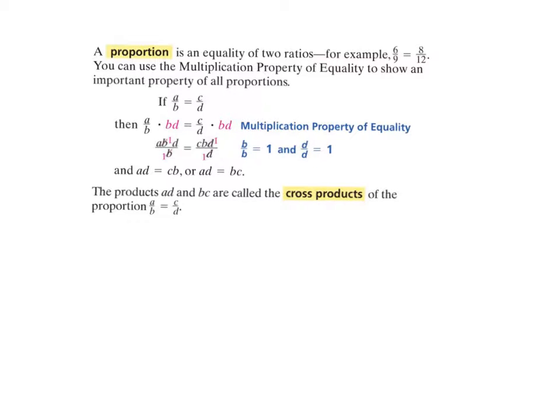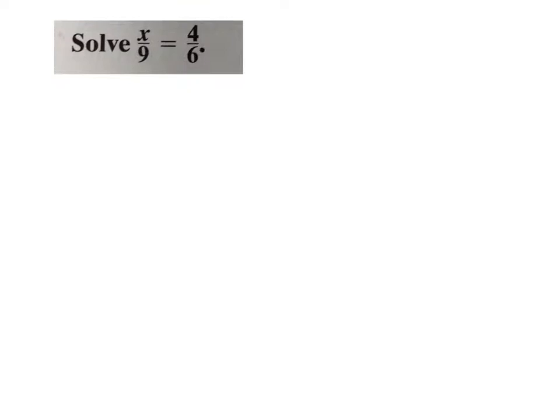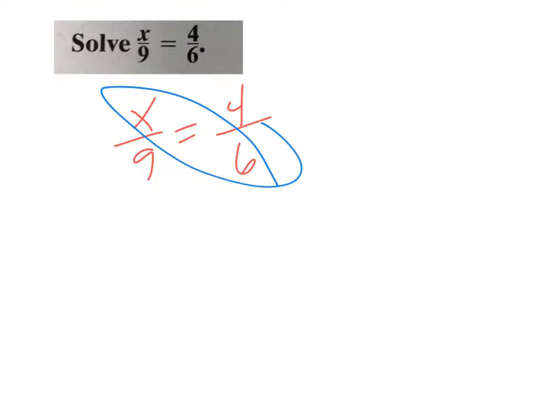So as a review, here is the stuff from the book. And again, we're talking about proportions and specifically their cross products when we're solving. So when we go to solve this one, we have x over 9 equals 4/6. And again, that means 6x equals 9 times 4.